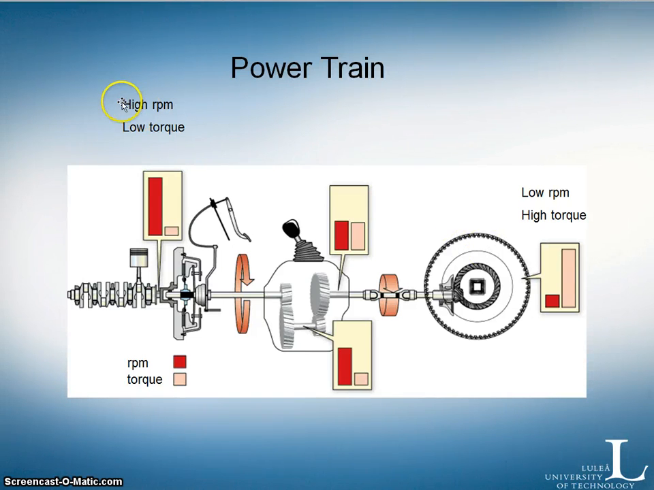Here at the beginning we have high RPM and quite low torque. At the end we have low RPM and high torque. And that's also one reason why we should have the clutch here in the beginning, because the lower torque we have to transmit, the easier job for the clutch.